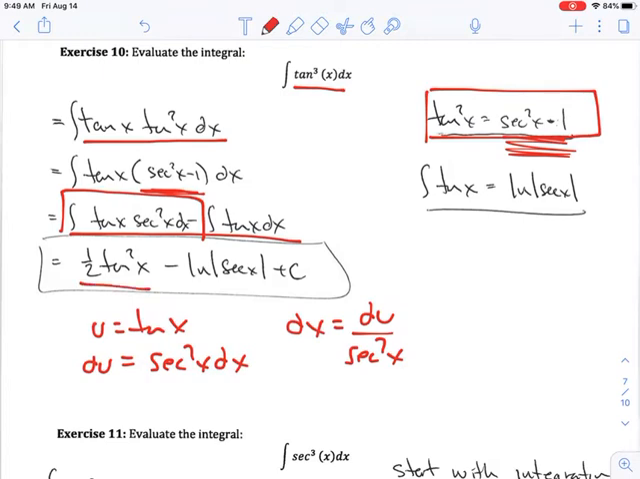And in the second one, we have the integral of tangent, which is one of those integrals right at the beginning of this video. So you should know the integral of tangent is the log of secant of x. And that's that.